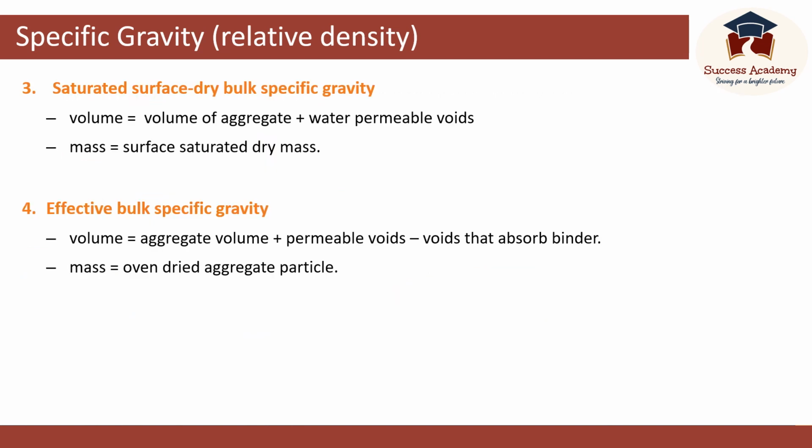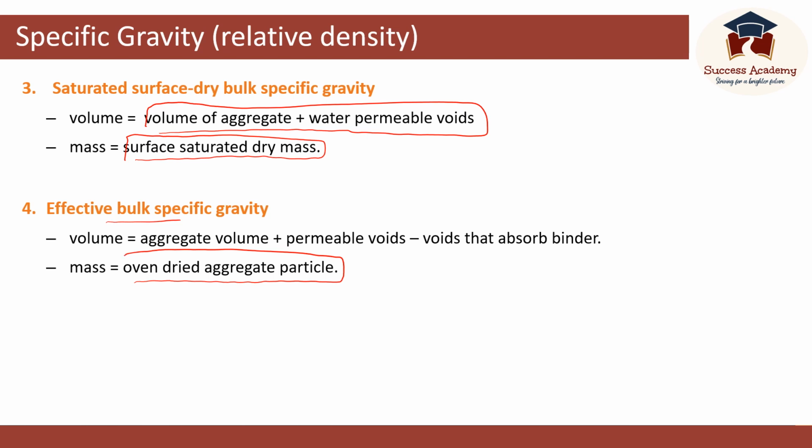Saturated surface dry bulk specific gravity can be calculated by considering the surface saturated dry mass as the mass and the volume of aggregate plus the water permeable voids as the volume. And effective bulk specific gravity can be calculated when we consider the oven dried aggregate mass as the mass and the aggregate volume plus the permeable voids volume minus the voids that can absorb binder as the volume.